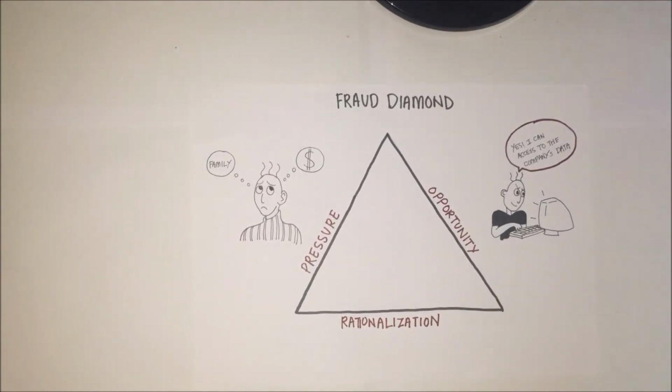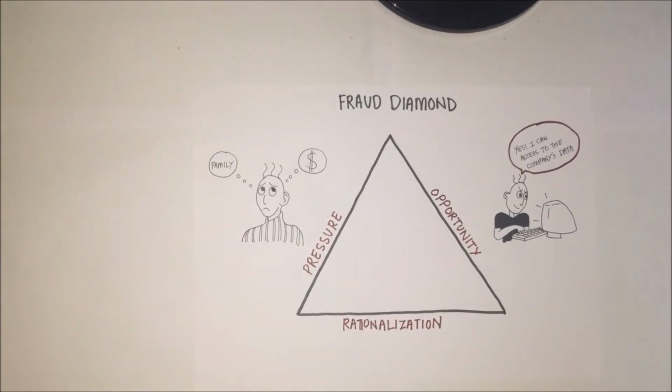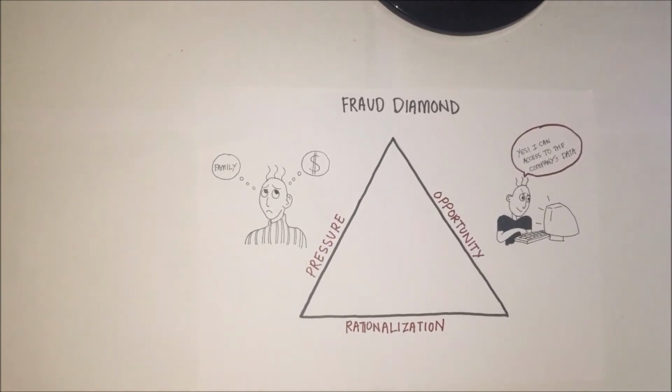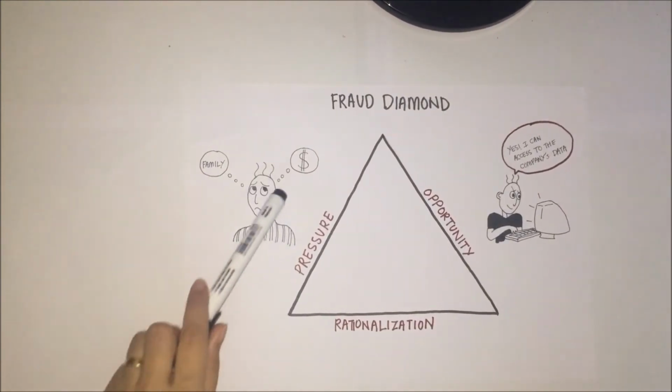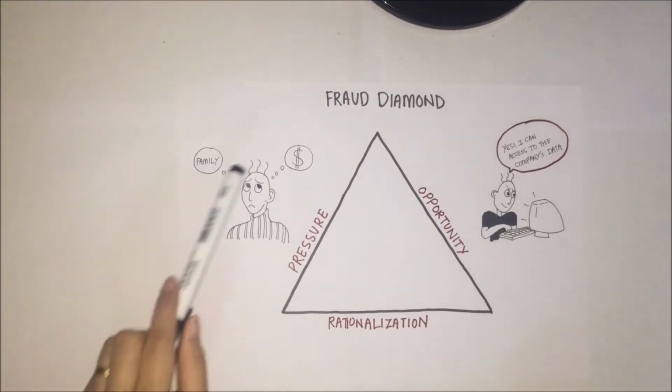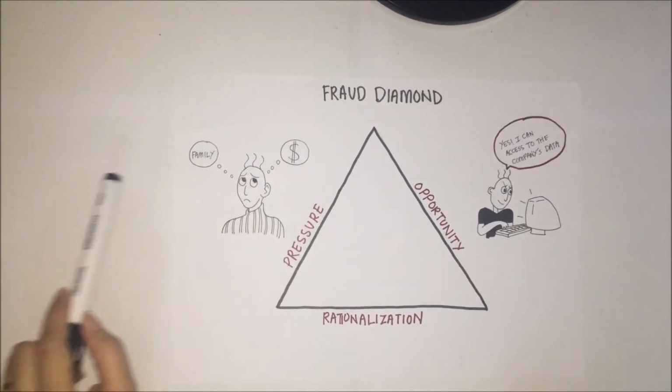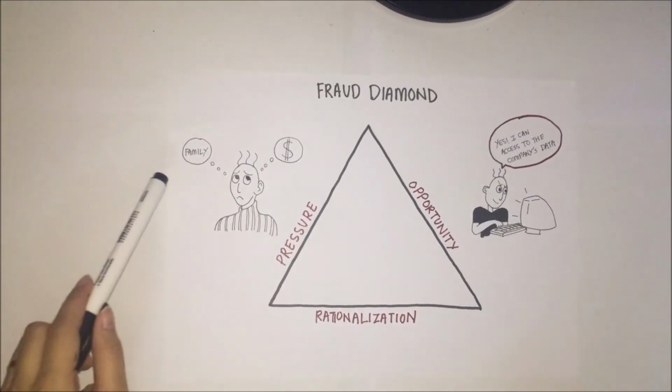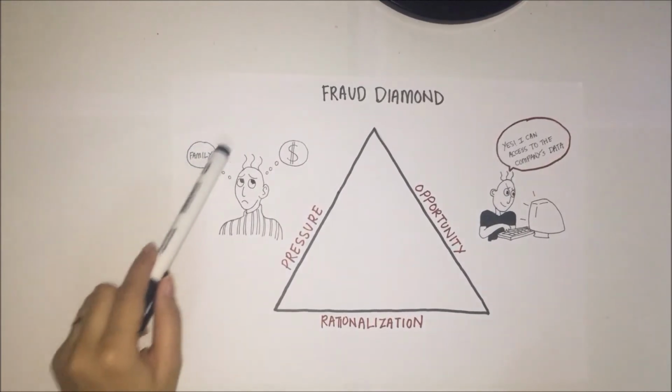For the first one, pressure, it is often what motivates someone to engage in fraud to begin with. It could be personal debt, addiction, and illness of the family member.